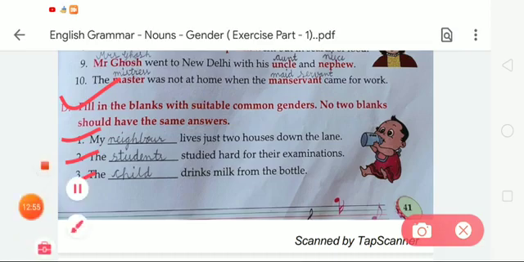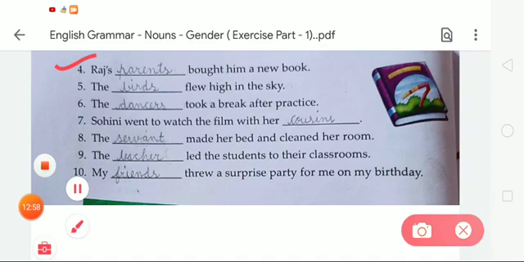Okay students. Now come to the next, number 4, that is: Raj's dash bought him a new book. So here we have to write parents, P-A-R-E-N-T-S, parents. Raj's parents bought him a new book. Okay. In number 5: The dash flew high in the sky. So we have to write here birds, B-I-R-D-S, birds. In number 6: The dash took a break after practice. So we have to write here dancers, D-A-N-C-E-R-S, dancers. Okay. Now in 7: Sohini went to watch the film with her dash. So here we have to write cousins, C-O-U-S-I-N-S, cousins.